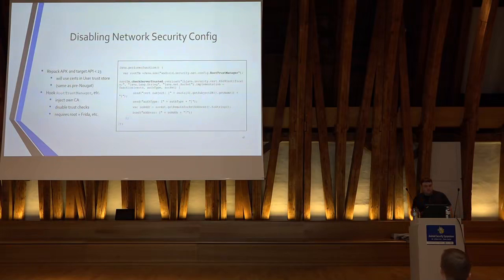Again, one easy way is to repack the application and change the target API setting. Another would be to hook the trust manager. For Android 7, currently Xposed doesn't work, but the latest Frida does; we'll talk a bit more about Frida and Xposed. So what you want to do is find the root trust manager and just override the check server method. You can do something more interesting, like inject your own CA, or disable a certain certificate, or simply disable pinning. In this example, it just overrides it to do nothing, just debug logging.